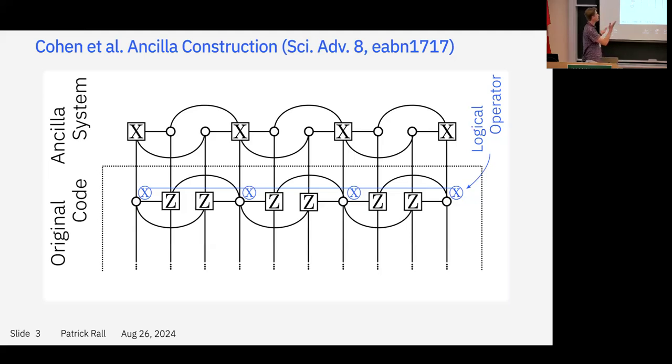So wouldn't it be great if this were actually the Cohen construction? Look how efficient this is. We have an operator, a logical operator of weight D here, and we added roughly order of D many additional qubits to the scheme in order to measure the operator. The problem is that this isn't necessarily fault tolerant.